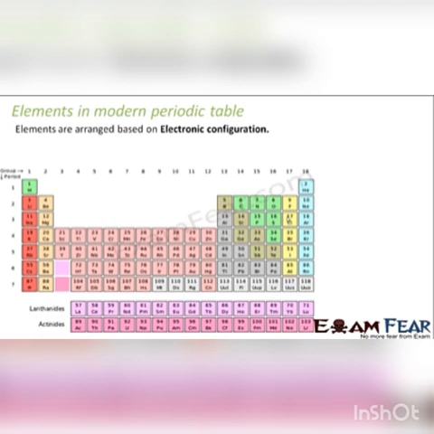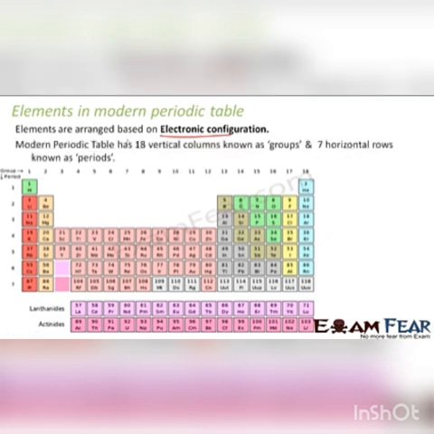So let's see this modern periodic table. Elements are arranged on the basis of electronic configuration, as I told, and there are 18 vertical columns known as groups, and 7 horizontal rows known as periods. If you see, they are periods 1, 2, 3, 4 like this, and then they have groups, correct? Why is it called groups? Just as a memory tip, they are called groups because the elements in a group have the same properties.